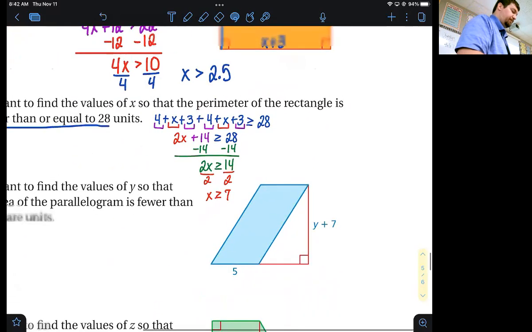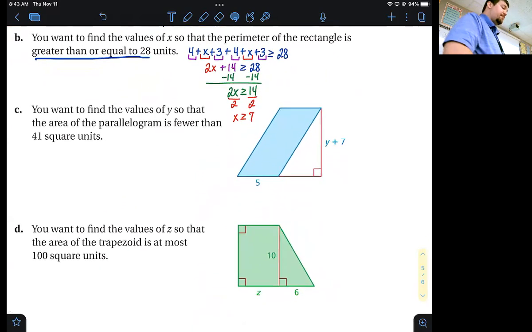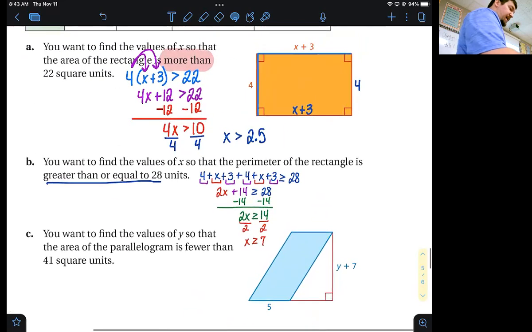Okay, I'll give you that. Example C. You want to find the values of y so the area of the parallelogram is fewer than 41 square units. Now, the area of a parallelogram has the same formula that a rectangle has, base times height. That's because all rectangles are parallelograms. Rectangles are just parallelograms that have 90-degree angles, which means the base and the height of a rectangle actually make up the two sides, because the base and height always have to meet at a right angle.